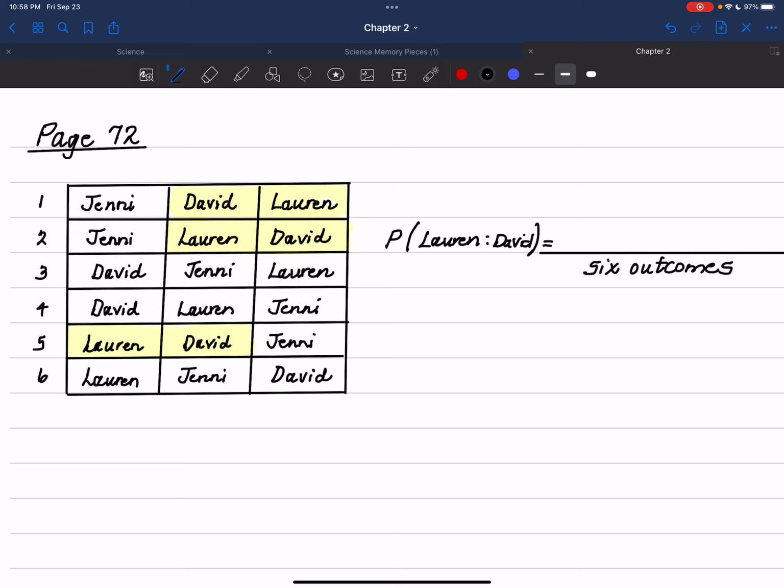Have I done something? I was thinking it would be 4. Let me look at the example. Yes, I've messed up somewhere. Jenny, David, and Lauren. Jenny, Lauren, and David. David, Jenny, and Lauren. David, Lauren, and Jenny. Oh, right there. Duh, Amanda. David and Lauren. I'm sorry, guys. I looked right over it. Okay, so it is 4. There are 4 situations where David and Lauren are sitting side by side.